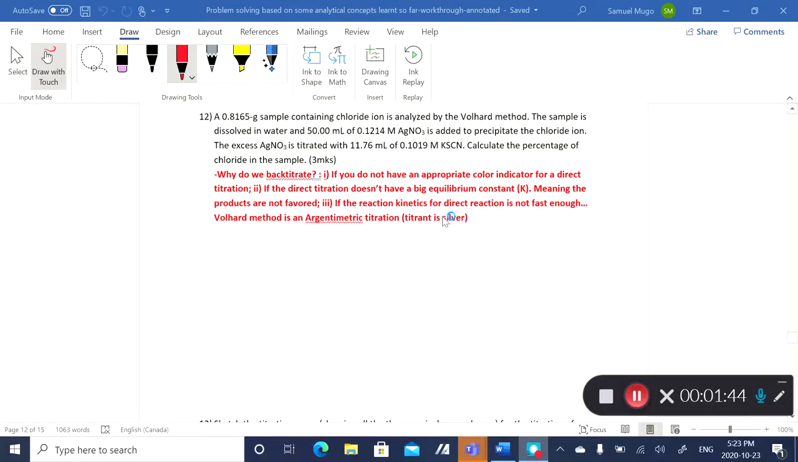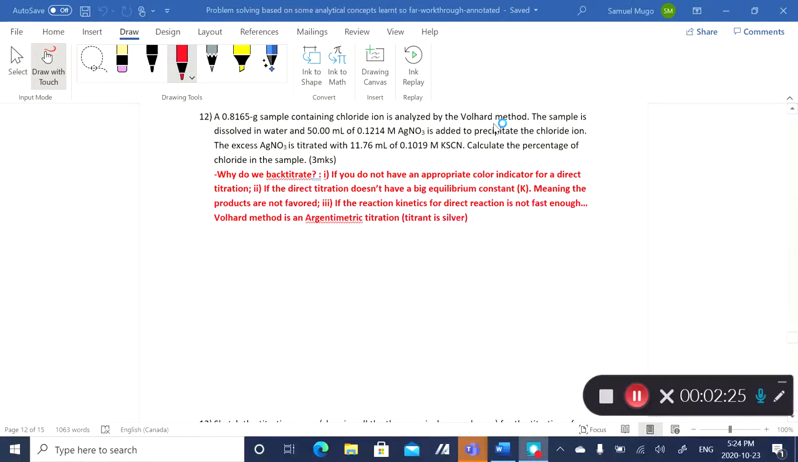If the reaction kinetics of a direct reaction are not fast enough, then again you need to do a back titration. And remember, ideally, if you're doing a direct titration, you need to make sure that any time you add a very small drop of your reactant, the reaction goes to completion. If that's not the case, if you need to wait for 2-3 minutes, then a direct titration will not work, and instead you would do a back titration. An example of a back titration is the Volhard method, which is an argentimetric titration.